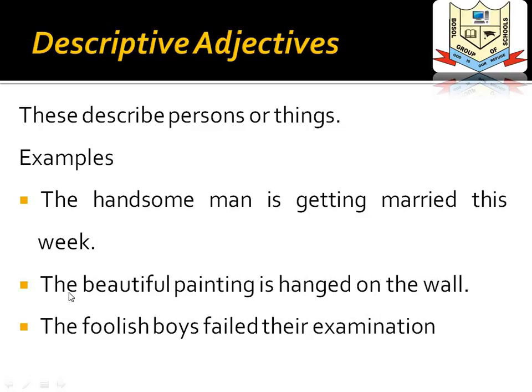Another example is, the beautiful painting is hanged on the wall. Here we have the adjective beautiful, which is describing the noun painting. And the last example here, the foolish boys failed their examination. Here, the adjective foolish is describing the boys.